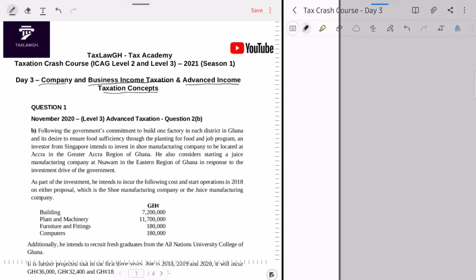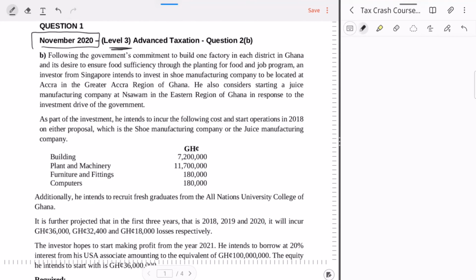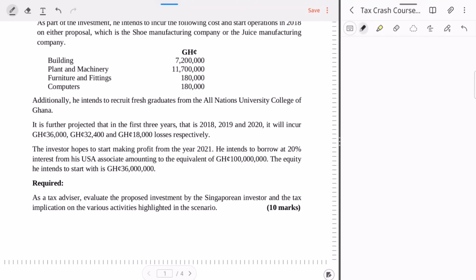In your exam. So the first question here is from the November 2020 sitting. Like I said, it's a level 3 question, final level. And let's read the requirement. What's the requirement? It said, as a tax advisor, evaluate the proposed investment by the Singaporean investor and the tax implication of the various activities highlighted in the scenario. That is for 10 marks.